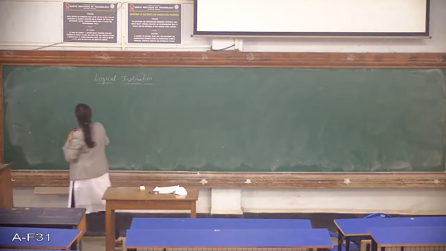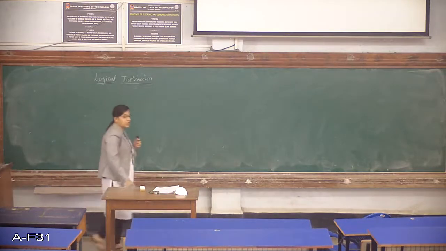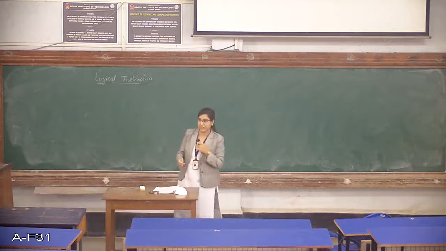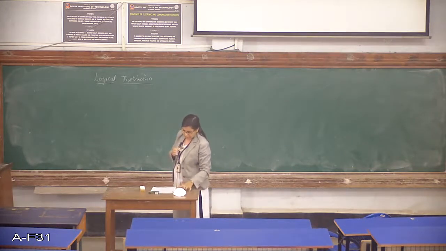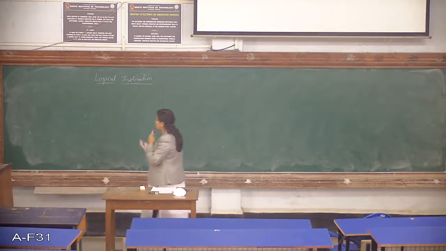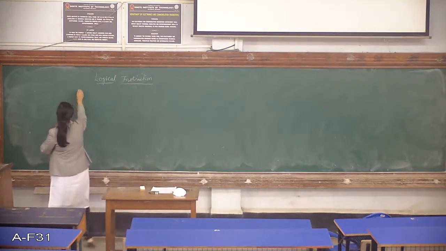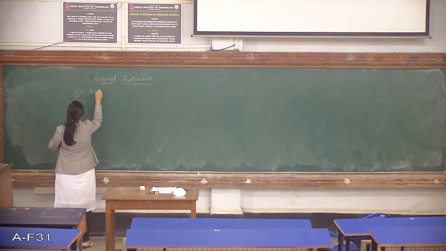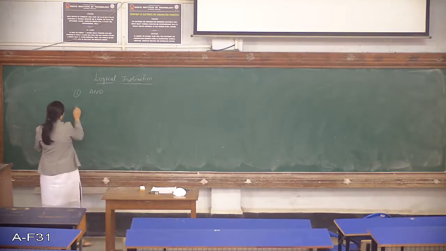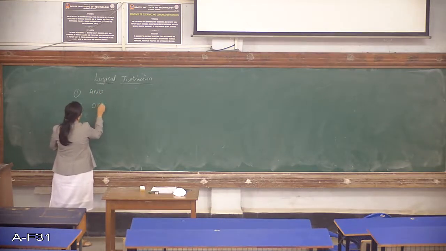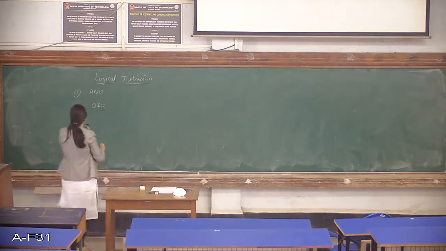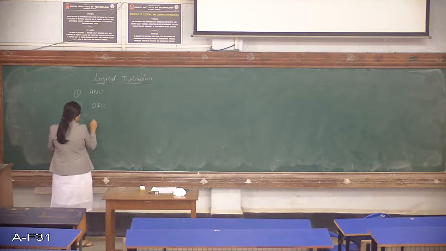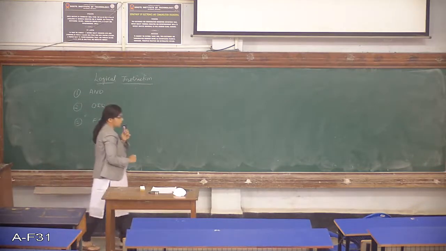So when we talk about logical instructions, the logical instructions are bit level instructions. So already you know some of the logical instructions which are available. We have AND, then we have OR, and then we have XOR. So these are some of the logical instructions which are there.